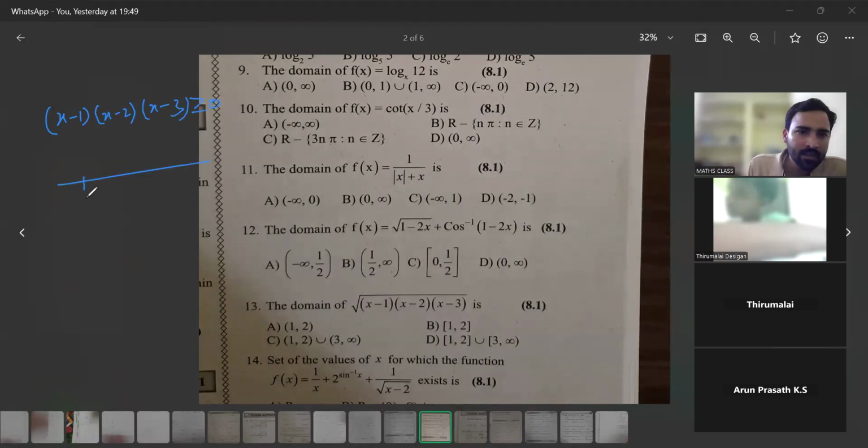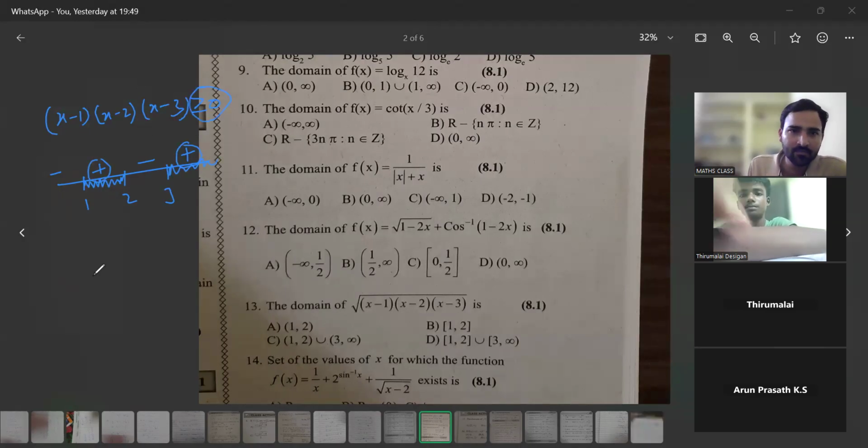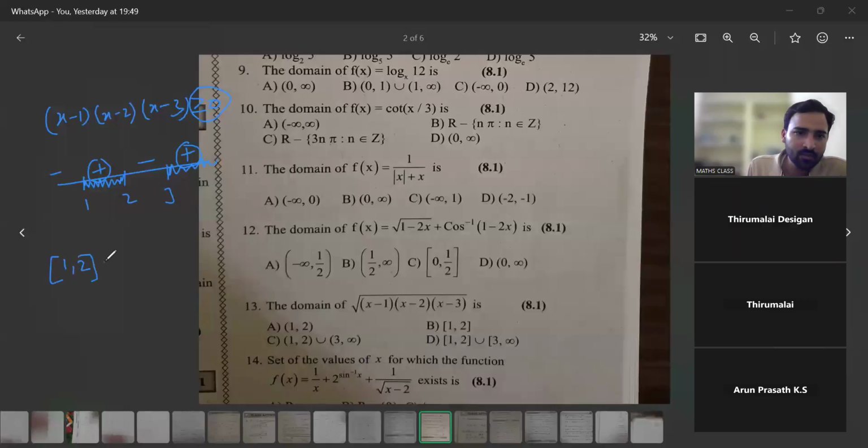So now draw a number line with 1, 2, 3. The sign will start with plus, then minus, then plus, then minus. The region where I am writing the plus sign will be the solution, because greater than means plus sign. So this range and this range is the solution. 1 to 2, both included, union 3 to infinity. This is the answer.